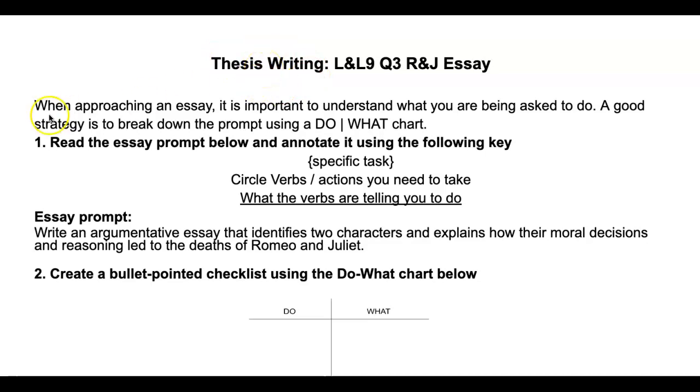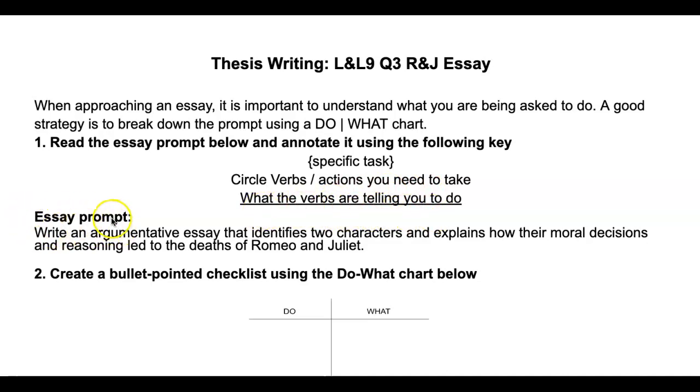When you're approaching a thesis, it's important to understand what you're being asked to do. A good strategy is to break down the prompt using a do-what chart. Step 1 says read the essay prompt below and annotate it using the following key. You're going to put brackets around the specific task. You're going to circle the verbs, which are the actions you need to take, and you're going to underline what the verbs are telling you to do.